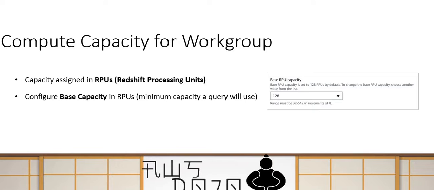Now you again might be thinking, okay, if I am configuring my base capacity, how much should I choose? Should I choose 32, 56, 48, 128, 512? How much base capacity should I choose? Because the higher you go, the bigger the number, your query performance will increase. But then you will pay a higher price for your query as well. So how do I choose a base capacity?